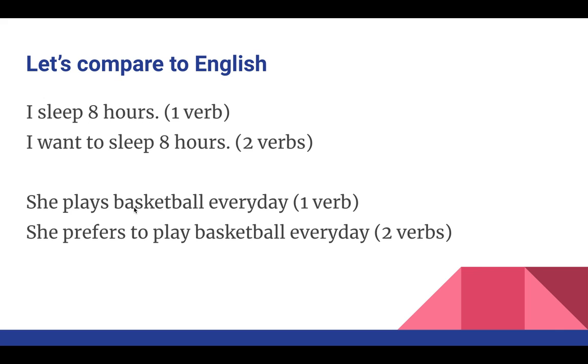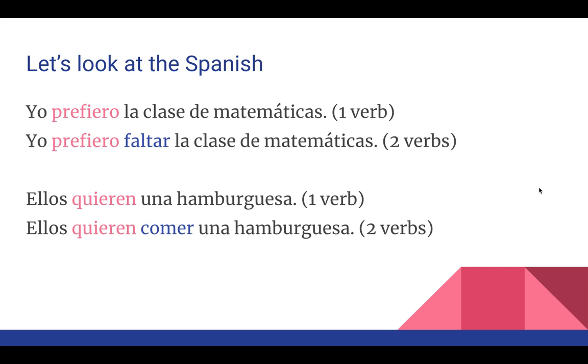Now, if we look at the bottom, it says she plays basketball every day. Again, plays is our only verb here. And so it's a singular verb sentence. The second one doesn't say she plays basketball every day, but it says she prefers to play basketball every day. One saying a statement, the other one saying her preference. So putting one extra verb in there not only changes the verb setup and conjugation, but it also changes the meaning of the sentence. So again, 2 verbs. And there is also a difference between I sleep 8 hours and wanting to sleep 8 hours. Again, big difference. So let's look at the Spanish.